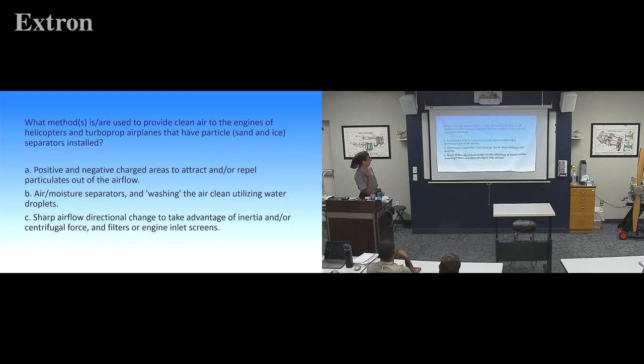Sam, what methods are used to provide clean air to the engines of helicopters and turboprop planes that have particle, sand and ice separators installed? Very good. Sharp airflow directional change to take advantage of inertia, centrifugal force, filters, and engine inlet.